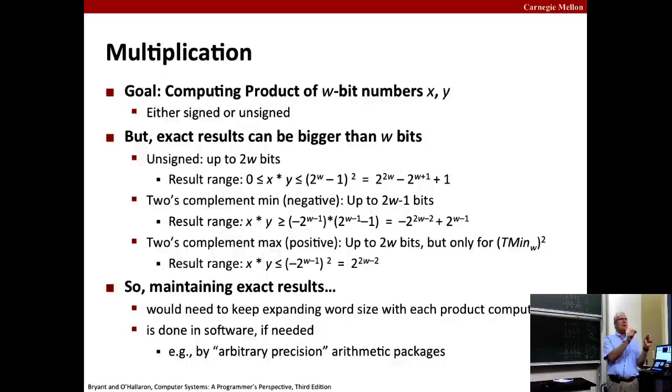the result may require as much as 2 times W bits to represent. For addition, it's W plus 1. For multiplication, you actually have to double because you're potentially squaring the largest number. And so, again, we don't want to just keep doubling our word size over and over again. We'll run out of bits very quickly that way. And so we just truncate it at W bits.